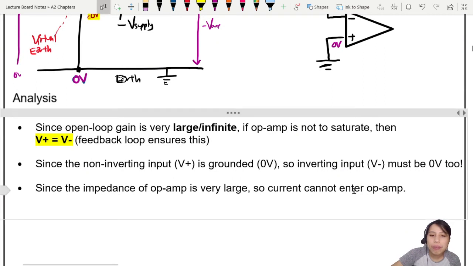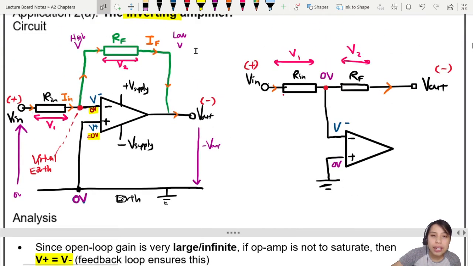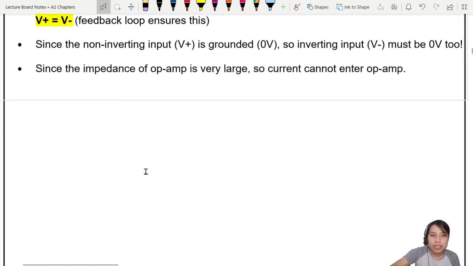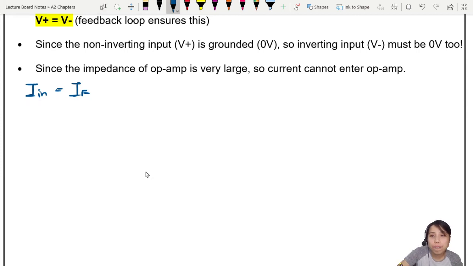Current cannot enter the op-amp. You see, I label here I in and IF. Current comes in here, goes to the loop and out. Can I start an equation with this? I in is the same as IF, because when you come to this junction, no current is going into the op-amp. So this current I in is the same as IF throughout the whole loop. If you want to see the circuit, refer to your notes. So number 1, I in equals to IF, the input current and the feedback current, because the current didn't split, since the impedance is very large.